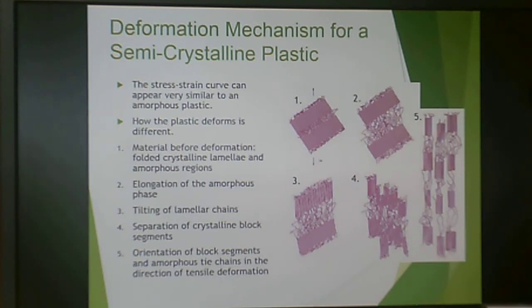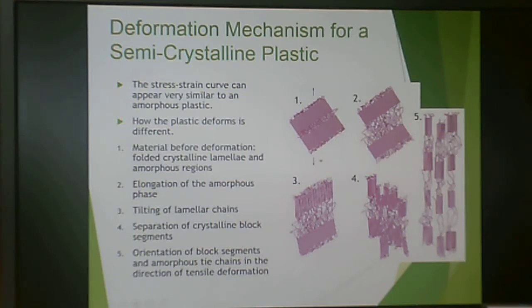When it comes to a semi-crystalline plastic, other stuff is going on. In an amorphous plastic, we don't have any crystallites, but they are present in a semi-crystalline plastic. Now the stress strain curve looks very similar, but how the plastic actually deforms when you apply a stress to it is different. So at stage 1, this is before deformation, right before you load it into the clamps. And then at stage 2, you start to get an elongation of the amorphous phase. So you have these amorphous phases in between, and you start to line those up. Then those are all fully aligned in stage 3, but then you start to tilt these lamellar chains, and then you start to align those as well.